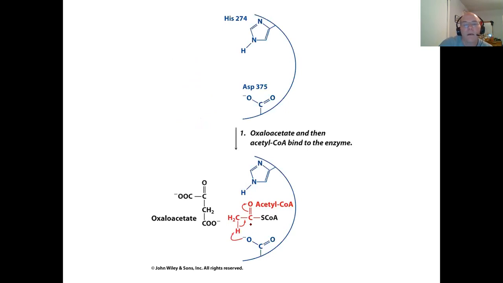The carbonyl is not what's attacked here, right? Because we're not going to break this bond. What we're going to do is break this bond up here. And here's our very negatively charged oxaloacetate, those COO minuses in there. There's some basic amino acids and a metal ion that help to stabilize that oxaloacetate.